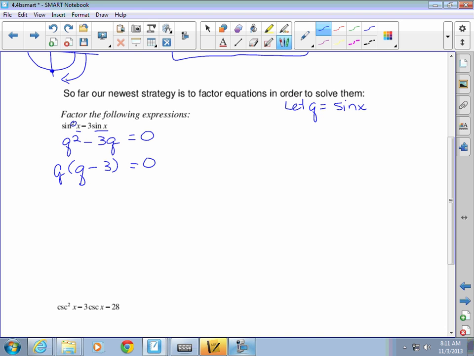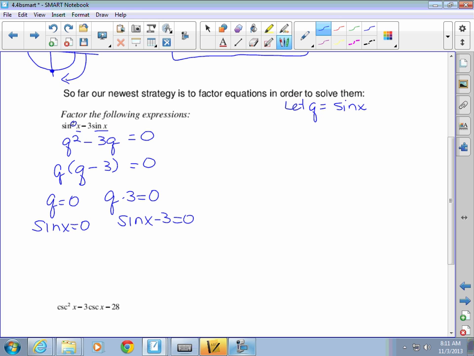So now this is factored. I can let my factors equal 0. So q is equal to 0, q minus 3 is equal to 0. So now that I've got it factored, I have each factor equal to 0, then I'm going to substitute back in. So instead of a q, I have sine x is equal to 0, and instead of q minus 3, I have sine x minus 3 is equal to 0. So I solve each one.